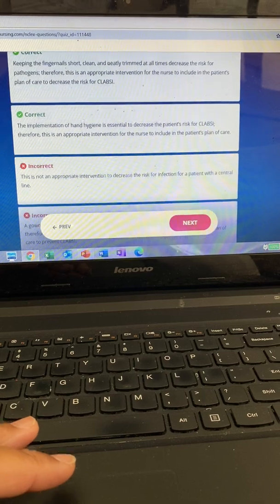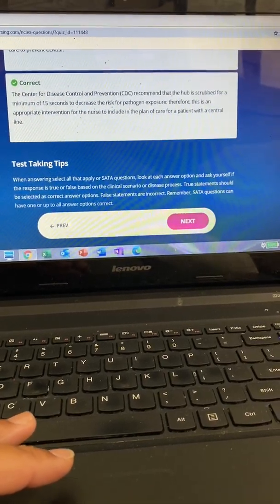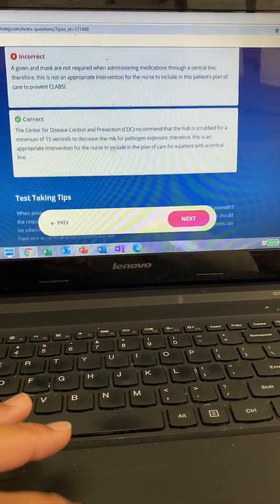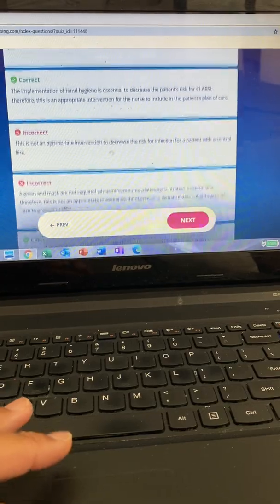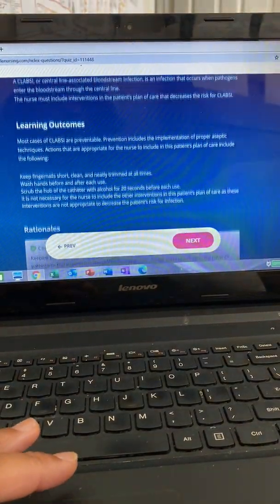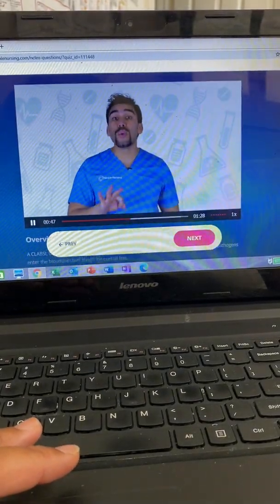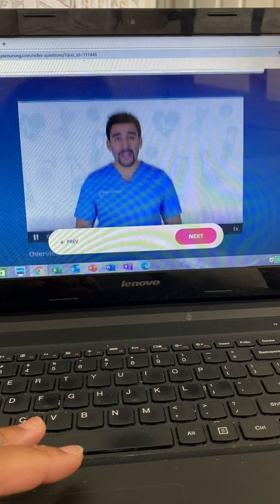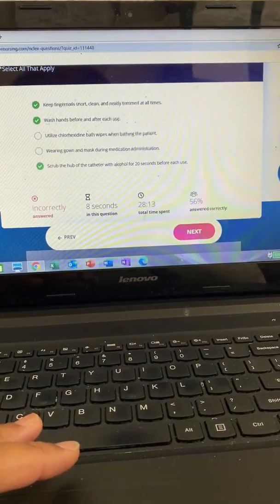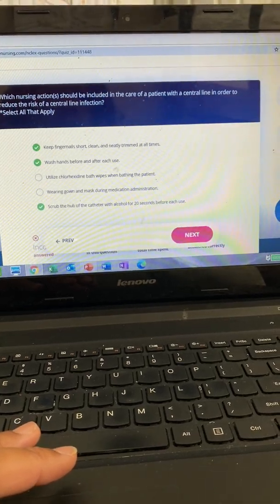So option number 1 is correct here. Keeping your nails short and clean prevents germs from hanging out under those nails. And option 2 is also correct. Guys, washing your hands always before and after any patient care is always a huge NCLEX standard. Now option 3, big time incorrect. Chlorhexidine wipes for bathing, guys, we never do that. We only use chlorhexidine to disinfect surfaces as well as equipment here.